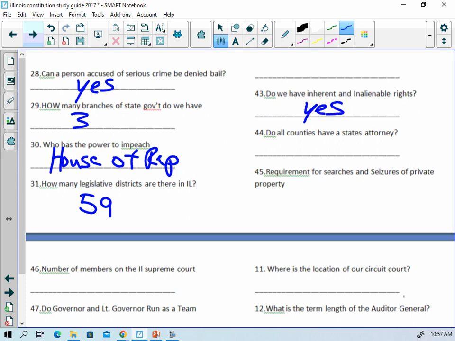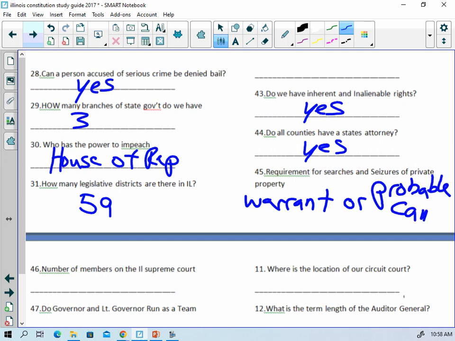Do we have inherent and inalienable rights? Yes. Meaning what? I can't get rid of them. They cannot be taken away and you're born with them. Do all counties have a state's attorney? We haven't done that yet, but the answer is yes. What's the requirement for search and seizures of private property? So a warrant or probable cause.